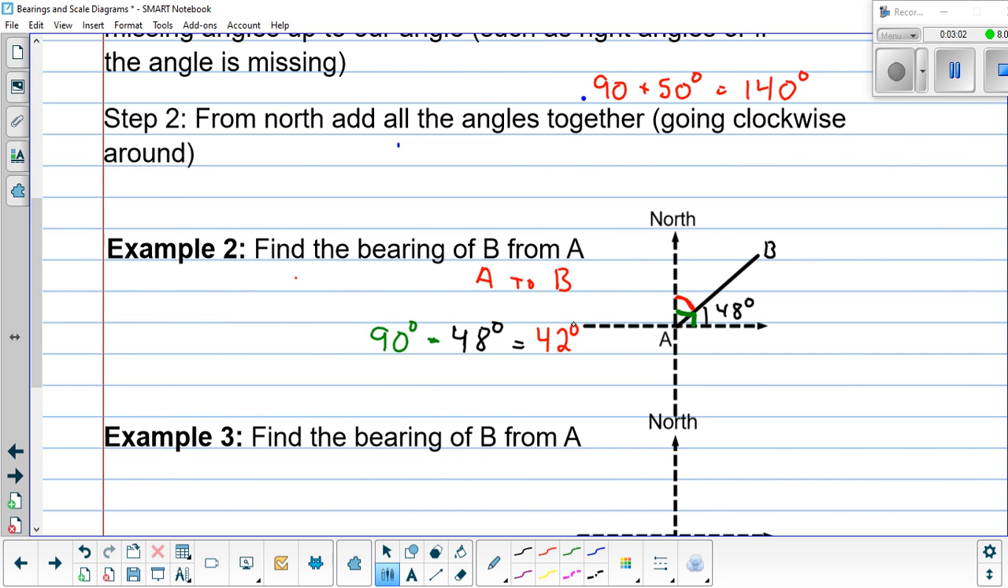So we're not quite done though. Keep in mind, three digits, so 042, or sometimes 042 degrees.